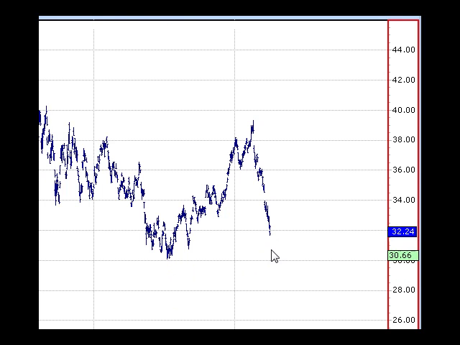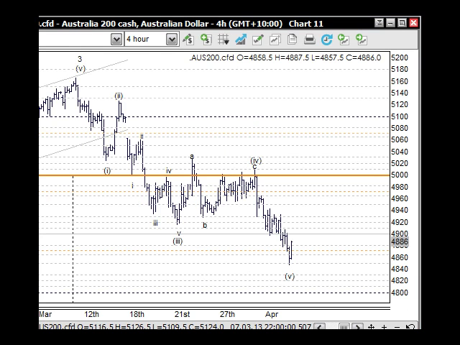There'll be support down here, so it'll bounce around a lot. What you see is not always what you get next, so just be mindful of that. But we can see that the banks are still correcting to the downside, being dragged down, always being dragged down by the resources. Okay, let's have a look at the metals and also the dollar.